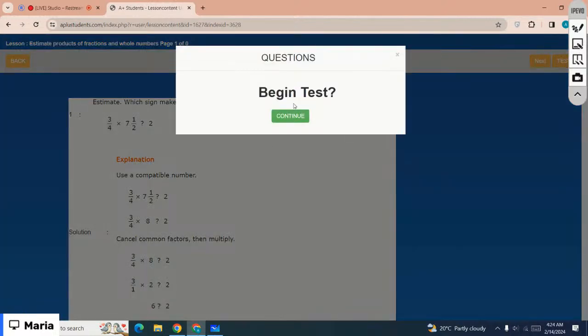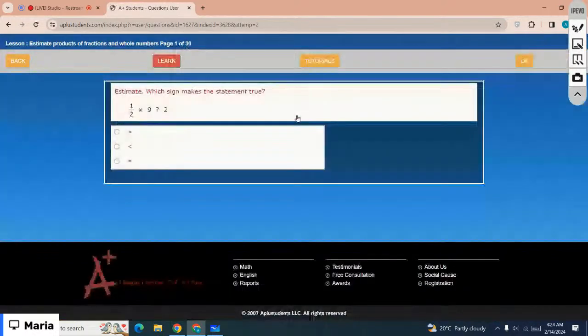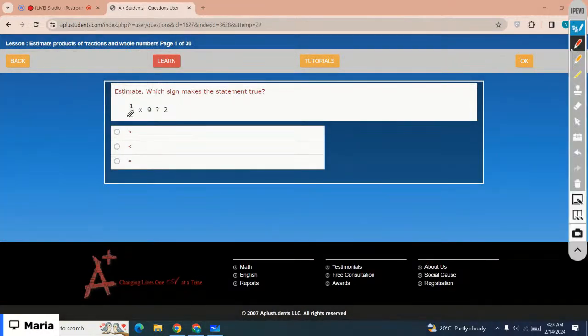Let's just start with the test question. Okay, just listen to me carefully, right? I'm going to explain the first one. So just listen to me carefully. Estimate. 1 by 2 times 9, you have to compare it to 2, right? You have to estimate. First, just look at this part. Half, 1 by 2 times 9, right? You have to compare it to 2.